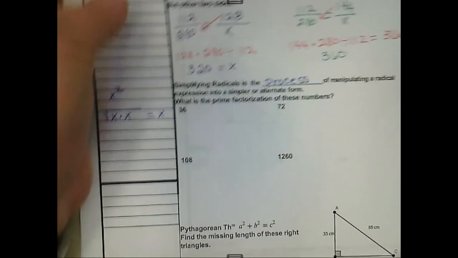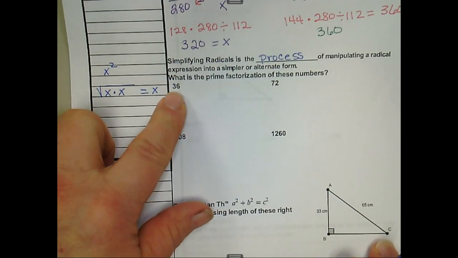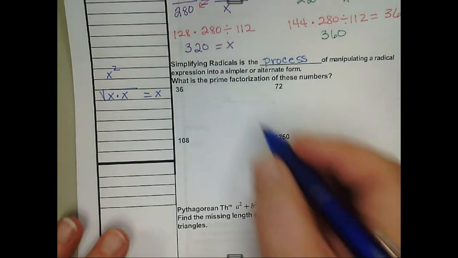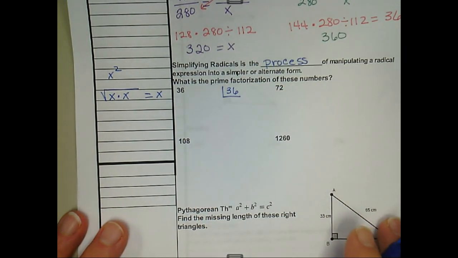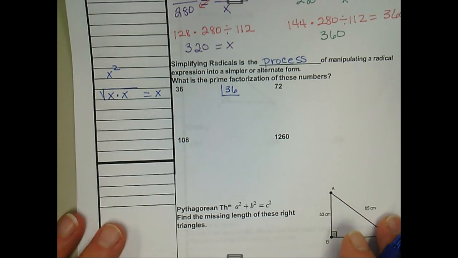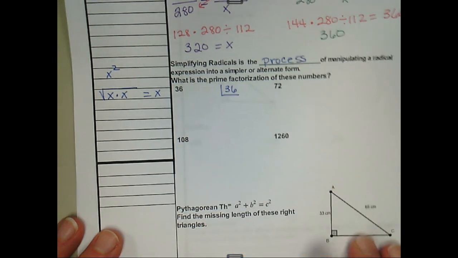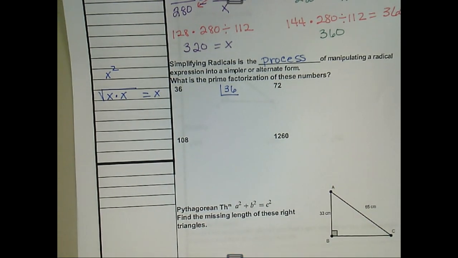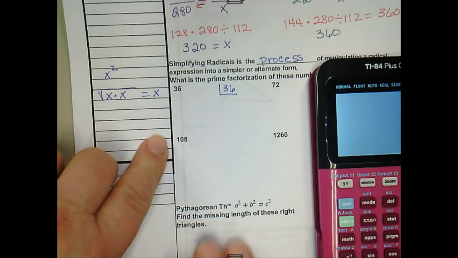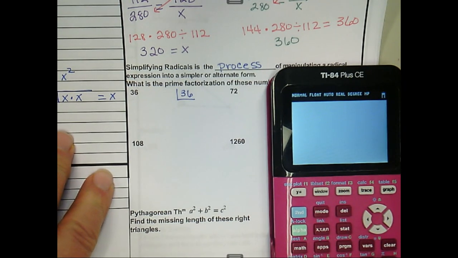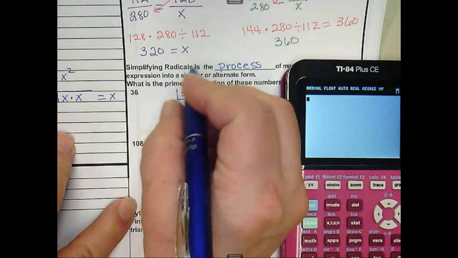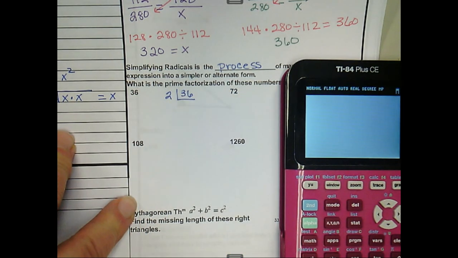So let's look at the prime factorization of 36. You are always starting with the smallest prime number. I'm going to show you how to do it with the ladder method, because when we get done, it'll look like a ladder. To be able to do this quickly, it's helpful to have a calculator. Step 1: is it divisible by 2? Yes. So I'm going to divide by 2.